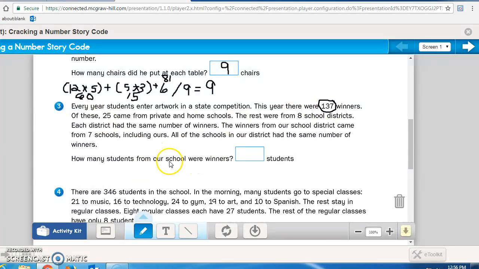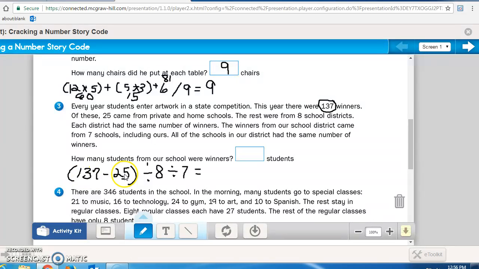Well, we've got to look at the 137, but then we remember we have to take away the 25 that came from private schools. And since I need to find that answer first, I'm going to put that in parentheses. Then it says the rest came from 8 different school districts, and then from those school districts came from 7 different schools. So there are the numbers I used.